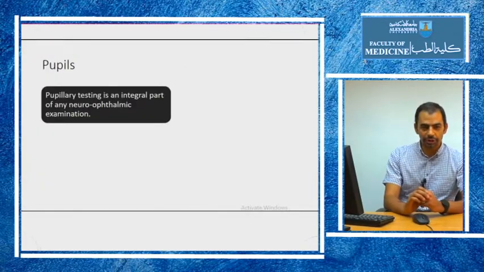The pupil examination is an essential skill, not only for ophthalmologists but also for other specialties like internal medicine doctors, pediatricians, intensive care doctors, and neurologists.